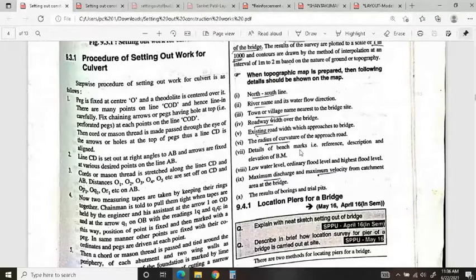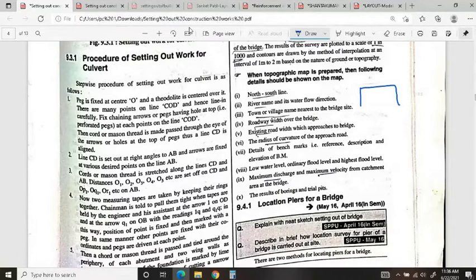Before doing any survey we should have some certain benchmarks. Then low water level, ordinary flood level and highest flood level. For example, say this is my bridge. These are the abutments. If there is any intermediate support, we will call it piers. The outer one we will call abutment, the inner one we will call piers.